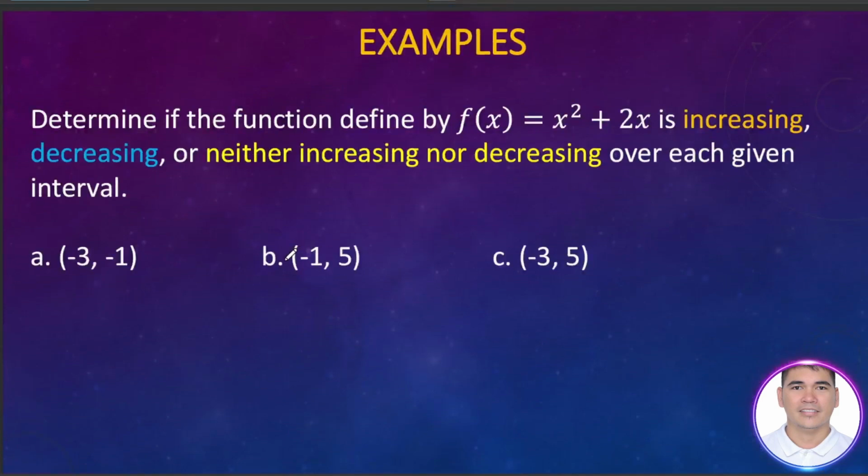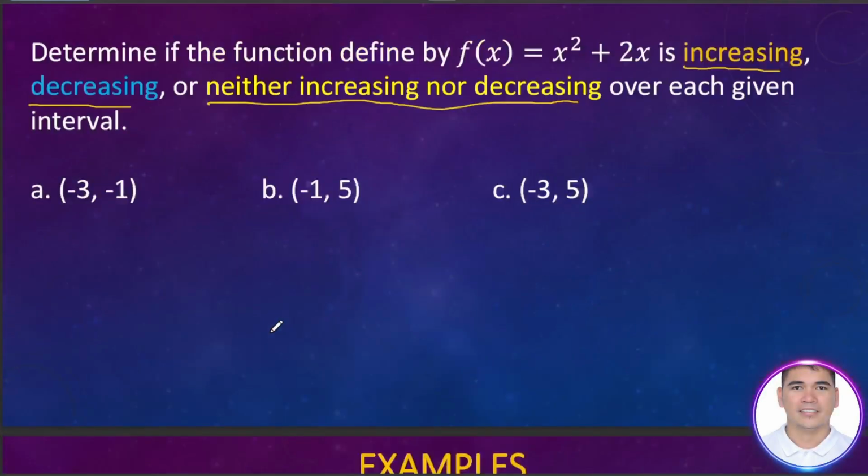So, let's have now some examples. Determine if the function defined by f of x is equal to x squared plus 2x is increasing, is it decreasing, or neither increasing nor decreasing over each given interval. Okay, so first one is the open interval negative 3 and negative 1. Next is open interval negative 1 and 5. And last is open interval negative 3 and 5.